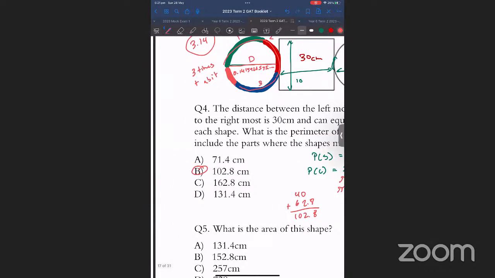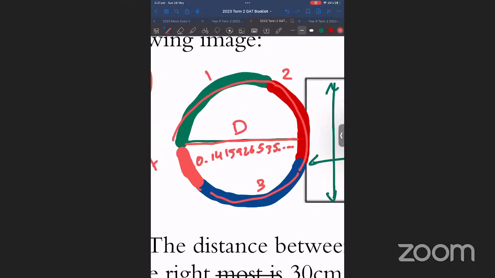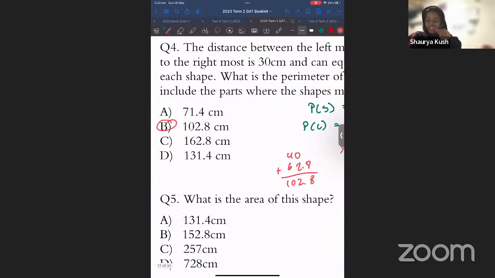Someone asked, what's a diameter? The diameter is basically the distance from one end of the circle to the other end of the circle. Do you guys understand? Okay. Next question.